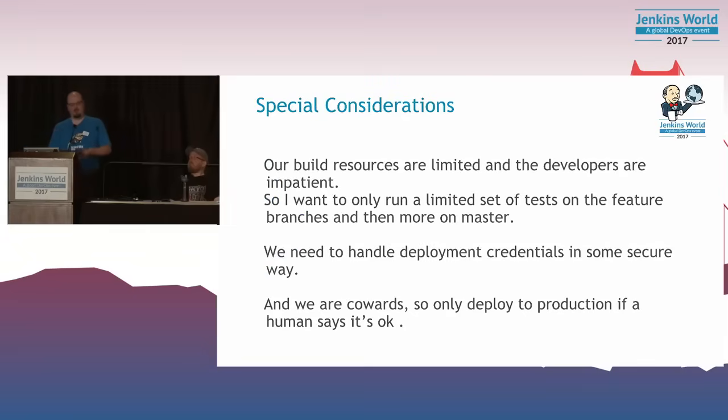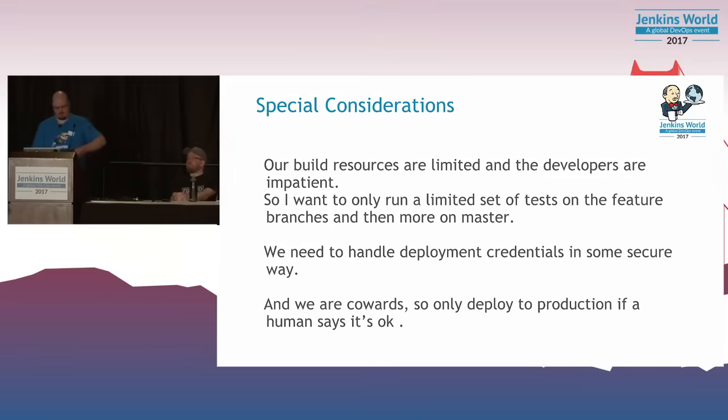And the developers here are impatient, so they want feedback quickly on their pull requests or when they're pushing to the feature branches. So I only want to run a limited set of tests for the feature branches, and then once they land on master, let's make sure to run a bit more rigorously. We need to handle the deployment credentials in some secure way, of course, and then we are cowards, so we are only going to deploy to production if a human says that it's okay to deploy to production.